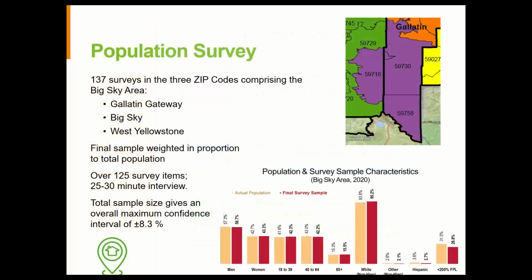So a little more about that population health survey. The final sample was 137 residents comprising the 3 zip codes in the Big Sky area, which is actually the purple in the little map I have on the right-hand corner of the slide. And that sample size gave us an overall maximum confidence interval of plus or minus 8.3%.